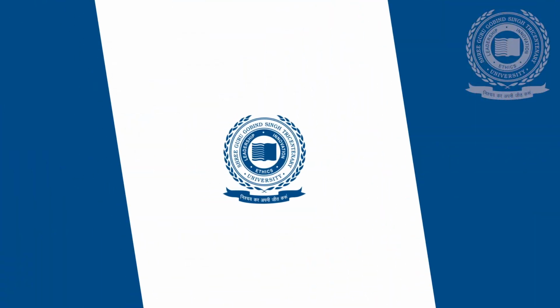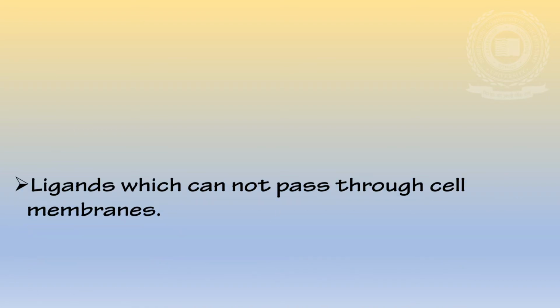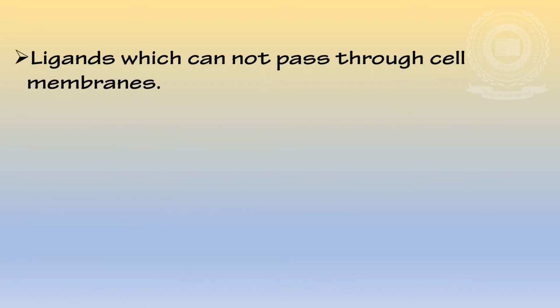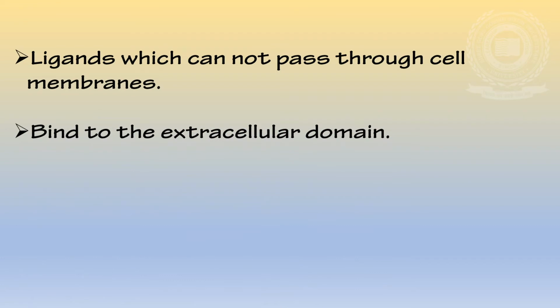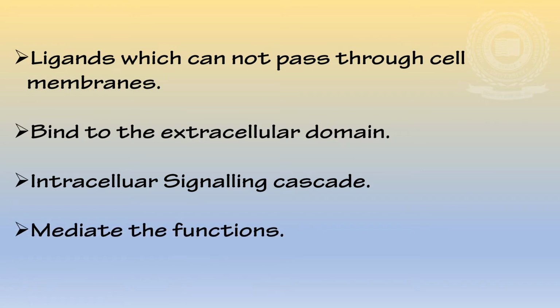Now we will learn about a second type of receptor family, which is called G-protein coupled receptors. G-protein coupled receptors, called GPCRs, are transmembrane proteins made up of a single polypeptide chain and span 7 times through the plasma membrane. Each receptor has an N-terminal extracellular domain and a C-terminal intracellular domain. Ligands such as peptide hormones, which cannot pass through the cell membrane, bind to the extracellular domain and trigger intracellular signaling cascades, which mediate the function of that particular ligand.